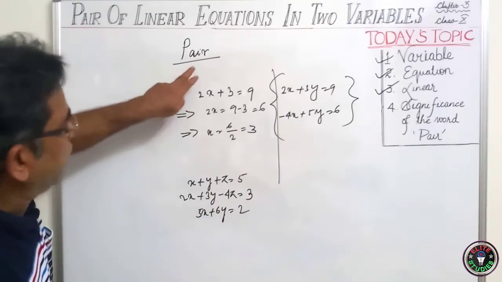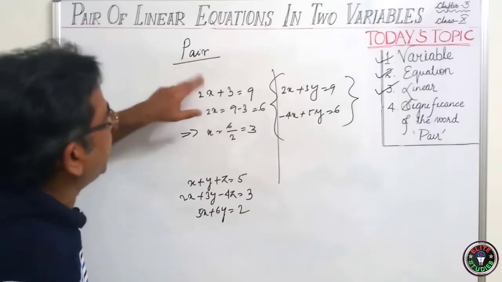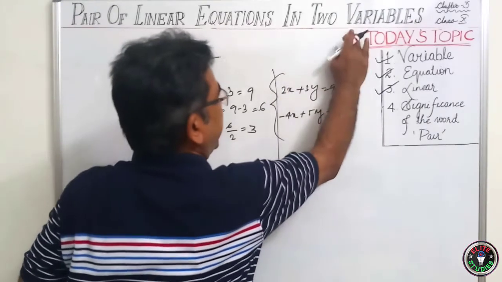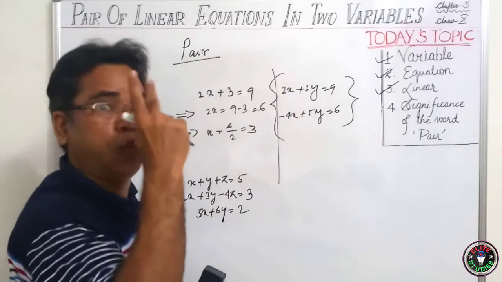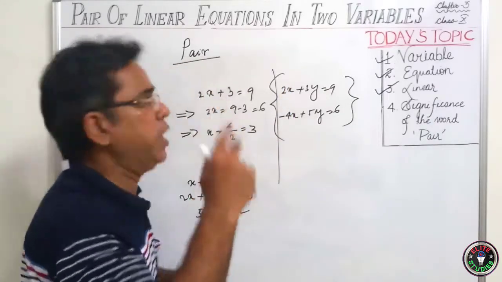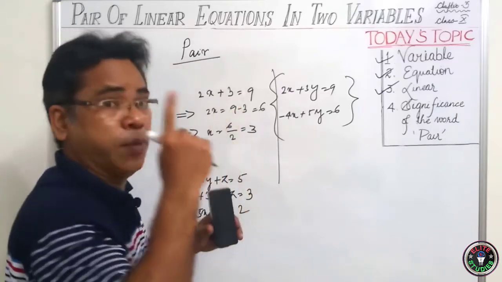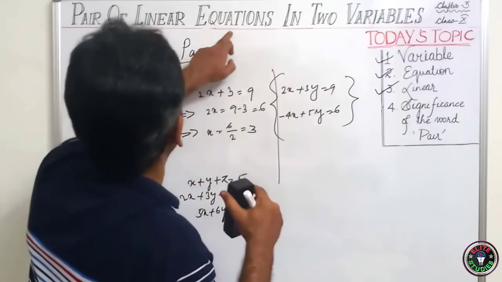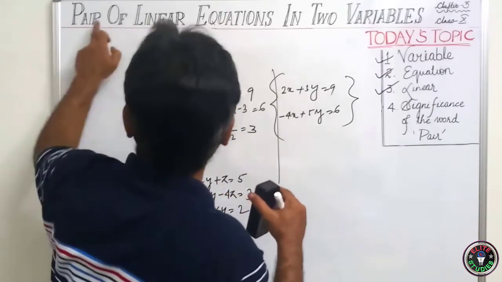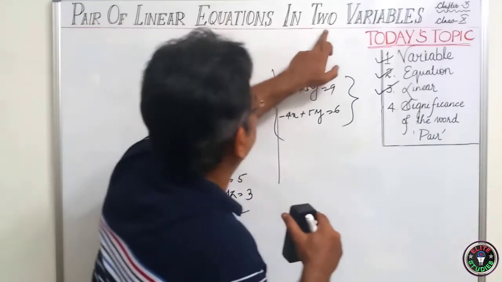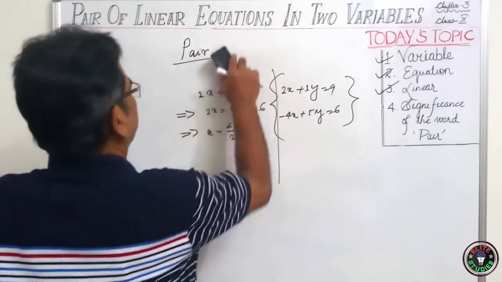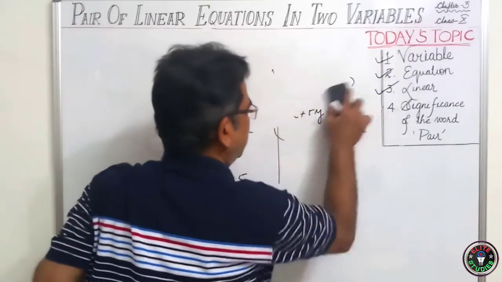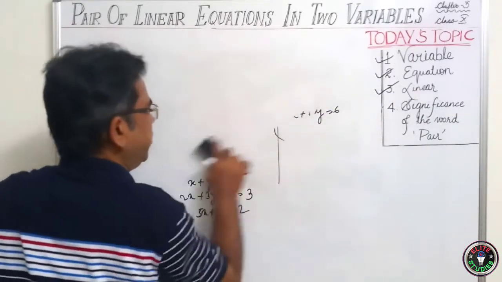So I hope you understood the word pair. Why pair? Since there are 2 variables, which means there are 2 unknowns, we need 2 equations, a pair of equations. So 2 equations, that is the significance of the word pair. Since there are 2 variables, we need 2 equations. Think a little bit, you can easily understand.